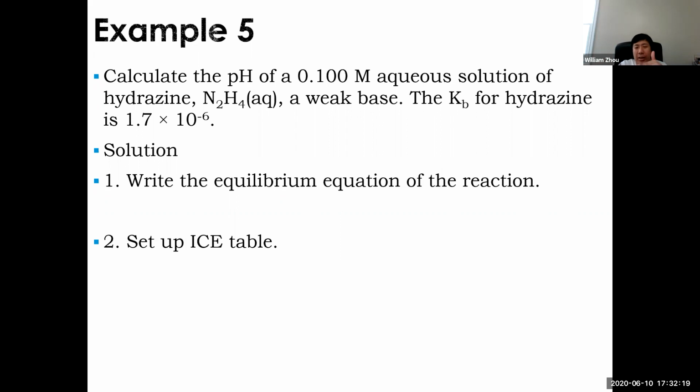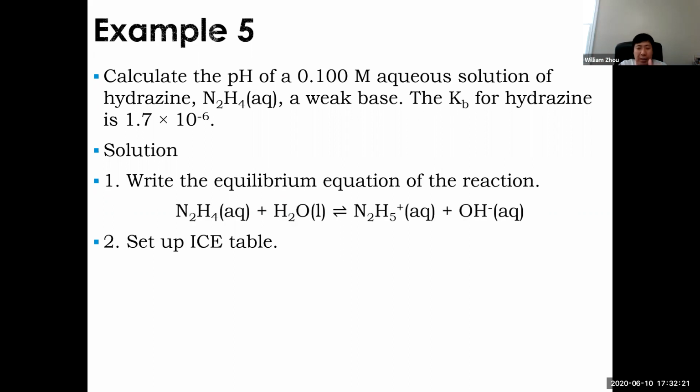To write the equilibrium equation for a base, you have N2H4 plus water. A base will accept a proton. It will take a hydrogen from the water and stick it onto itself. You have N2H5 plus. Now you have a plus charge because you got an extra proton. Water becomes OH minus. That's the indicator of a base. You see the OH minus in the product. Okay, this is a base.